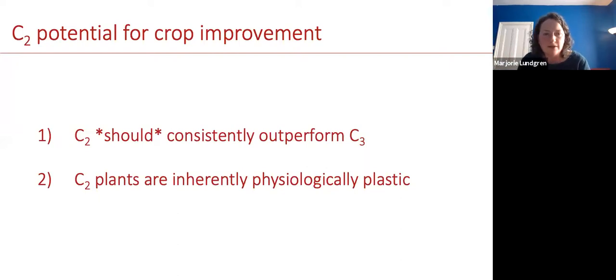First, okay, why do I think C2 photosynthesis is worth our time? Why does it have potential to improve crops? There are two main things that I support here. One is that C2 photosynthesis should, in theory, consistently outperform C3 plants. And two, that C2 plants are inherently physiologically flexible. So I'll go on and talk about both of these in the next couple slides.